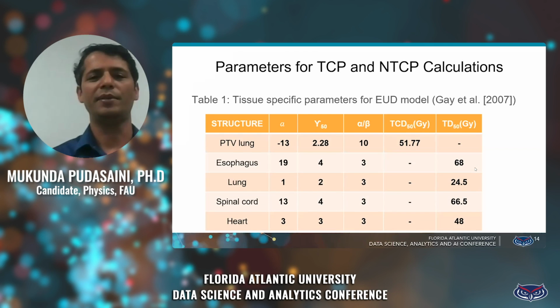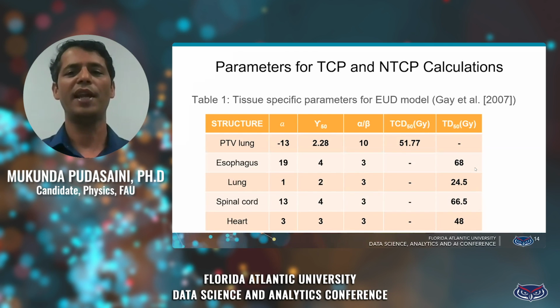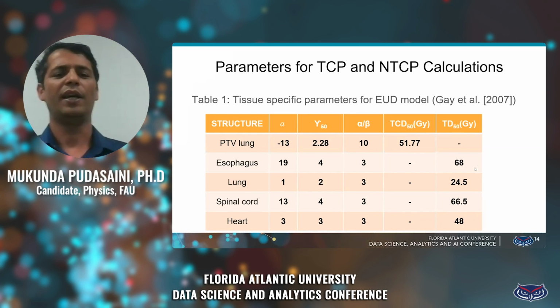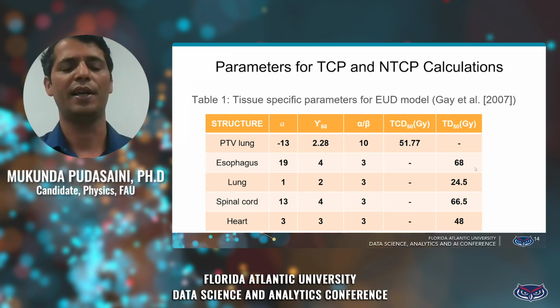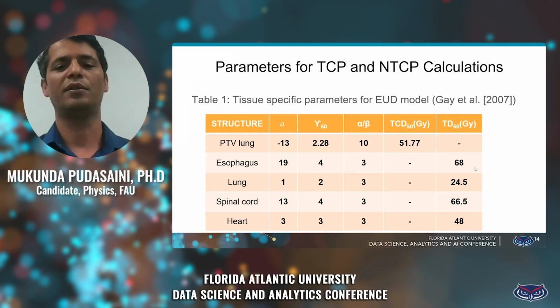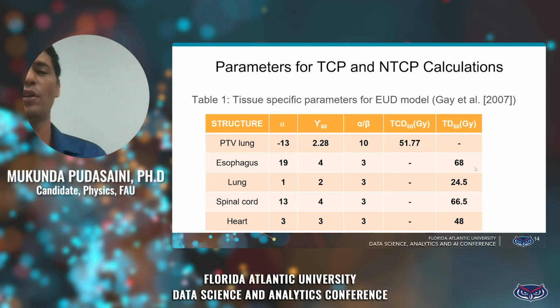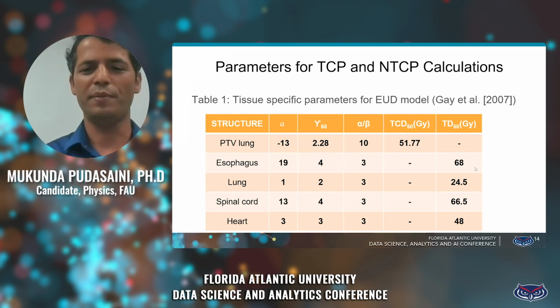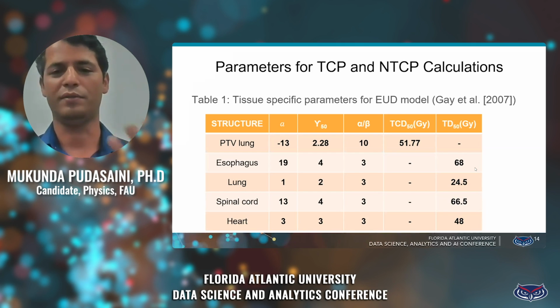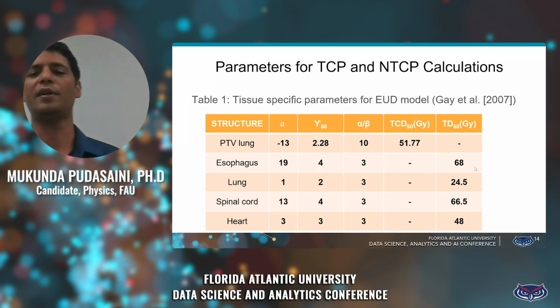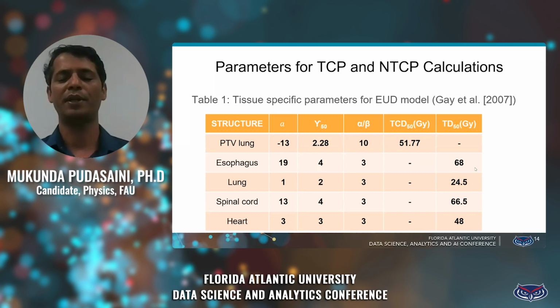These are the tissue-specific parameters for TCP and NTCP calculations. Here, alpha, gamma 50, and alpha beta ratio for PTV and other normal structures are shown. TCD50 is the tumor control dose for 50% control of the tumor, and TD50 is the dose for 50% complication for the normal organs.